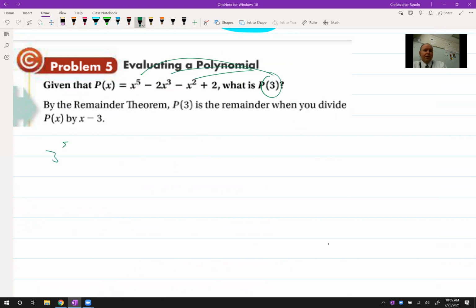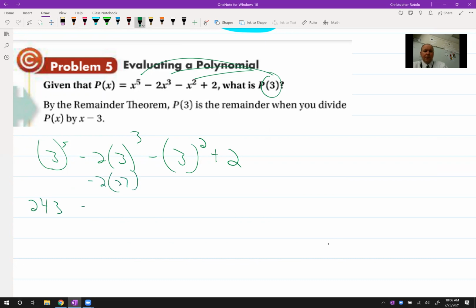So 3 to the 5th minus 2 times 3 to the 3rd minus 3 squared plus 2. You might need to grab your calculator here for 3 to the 5th, because I'm going to. Okay, 243. All right, so we got negative 2 times 27, so minus 54. 3 squared, that's just minus 9 and plus 2. Now I might just run through the whole thing. So 243 minus 54 is 189. And then minus 9 and I get 180. And then plus 2, so 182.